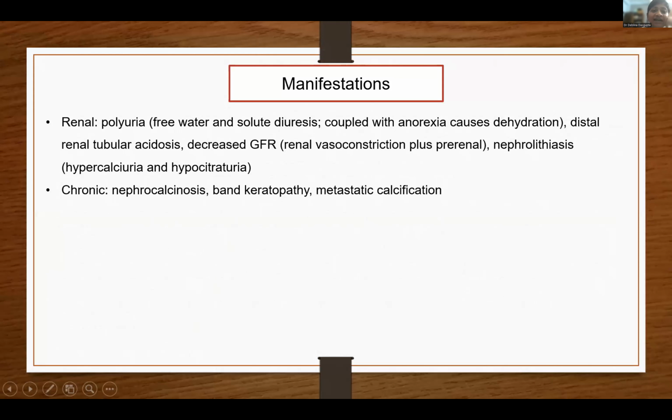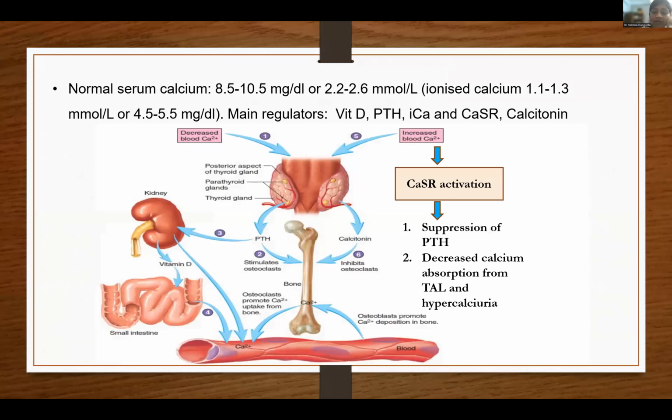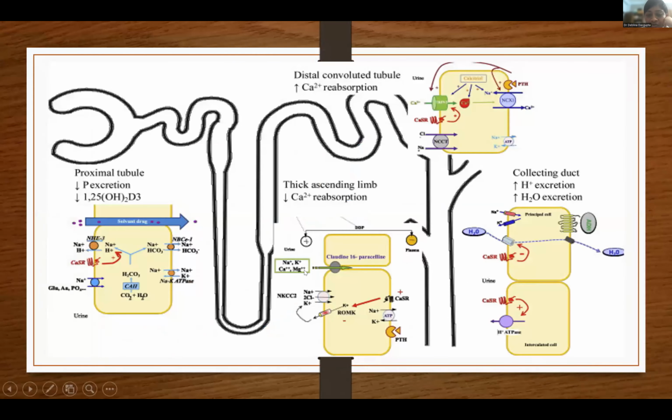So whenever there is hypercalcemia, there will be both free water as well as solute diuresis. If I go back to that homeostasis picture, you can see that in the thick ascending limb of loop of Henle, there is a calcium sensing receptor present in the basolateral membrane. Whenever there is hypercalcemia, calcium binds with the calcium sensing receptor and inhibits the NKCC2 and the ROMK channel, as a result of which sodium, potassium, chloride doesn't get reabsorbed.